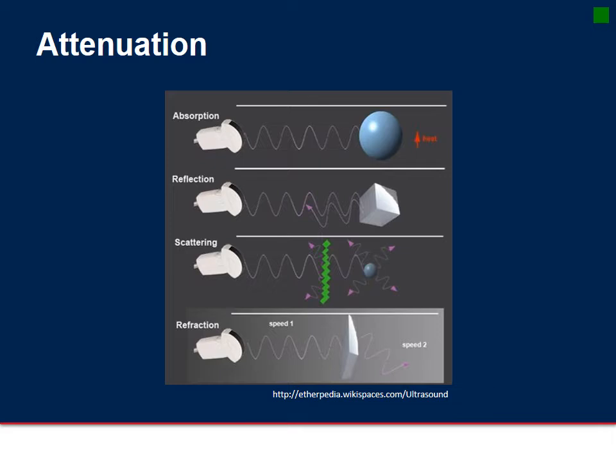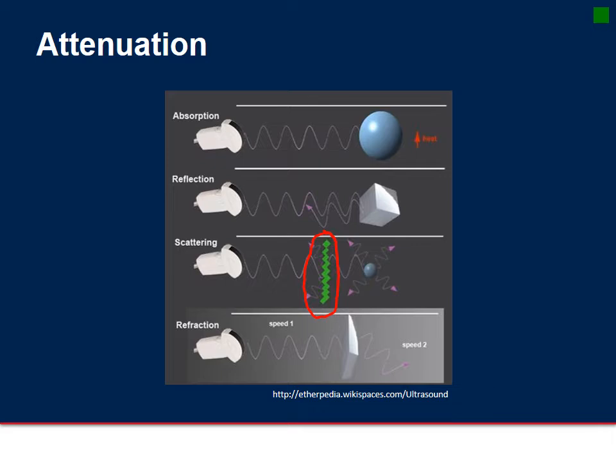We also have scattering, and scattering occurs when an ultrasound wave encounters an uneven object or sometimes a circular object, and the ultrasound waves are sent in all different directions, and most of these waves are not sent back to the transducer and picked up by our transducer.